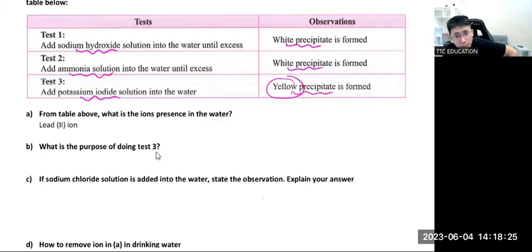So what is the purpose of doing test 3? Just like I said, for test 1 and test 2, if you see white precipitate, most likely you get multiple answers, which means you don't get your final answer yet. So test 3 is actually to confirm the presence of Pb2+.